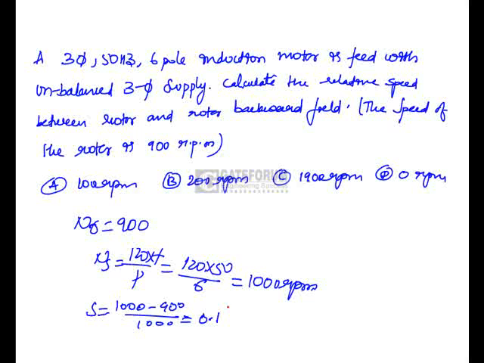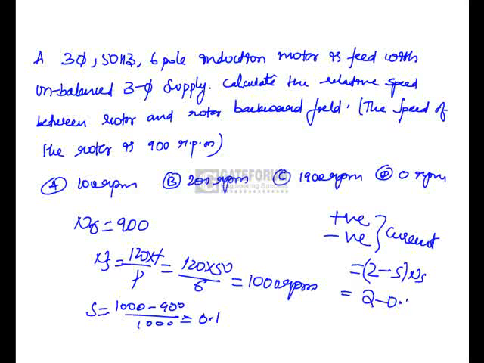The supply is unbalanced, so the current in the induction motor has positive sequence as well as negative sequence components. Since the supply is unbalanced here, it will have positive sequence as well as negative sequence currents. So there is a backward field. If there is a backward field, now what is the speed? Speed is given as (2 minus S) into NS, as in a single phase induction motor. So this is (2 minus 0.1) into 1000. This is equal to 1900 rpm, which is option C, the correct answer.